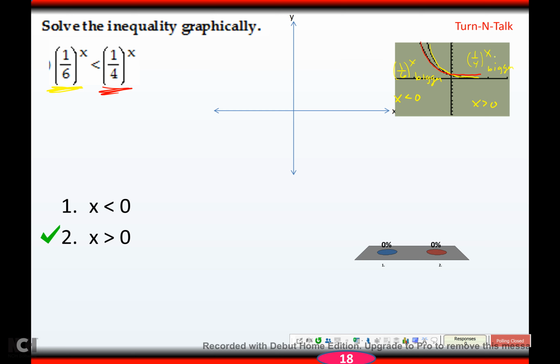They want to know, if you read it this way, when this one is smallest or smaller. You can also read it this way, and they're asking you, when is this one bigger? Well, 1/4 to the x is bigger when x is greater than 0.